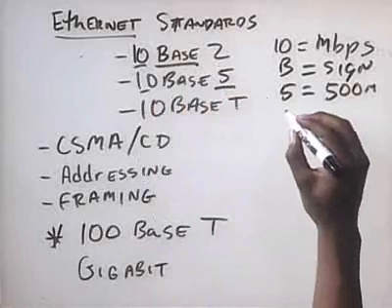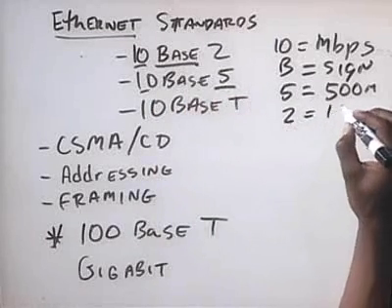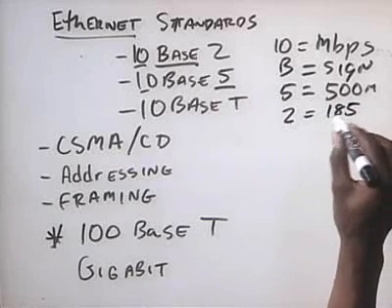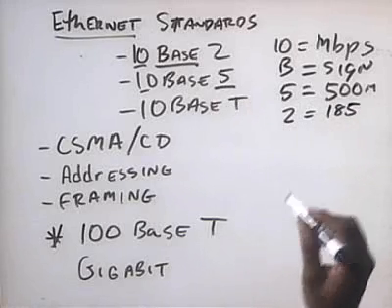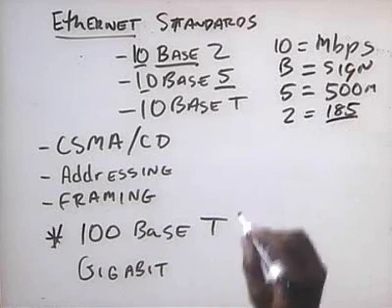Whereas 10-base-2, this is actually not 200, but instead it's 185. It's 185 rounded to 2. So every 185 meters you would need a repeater.